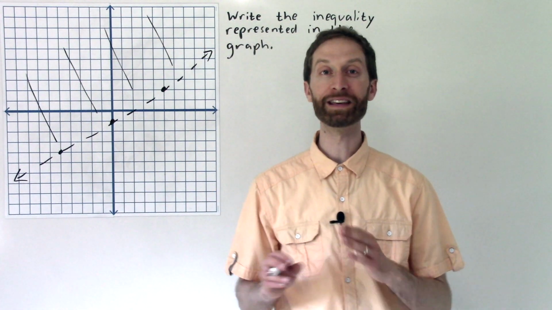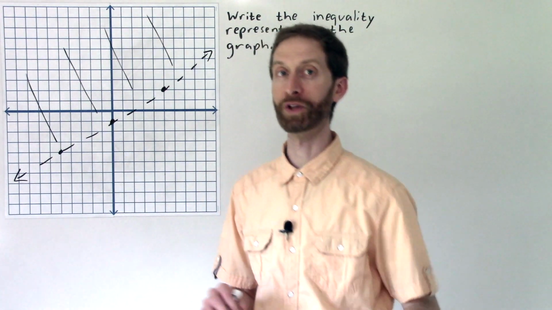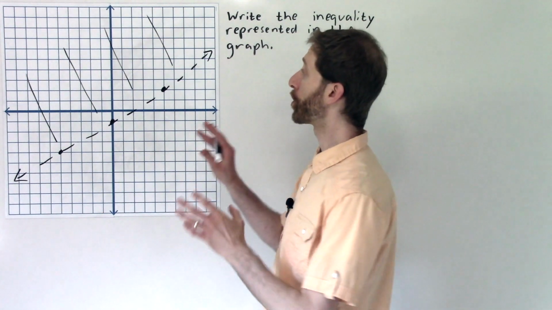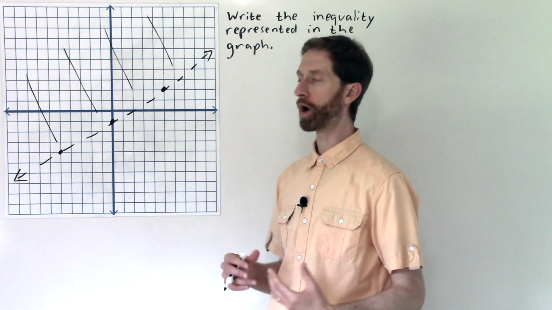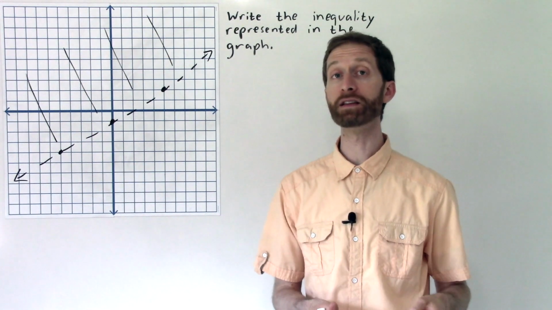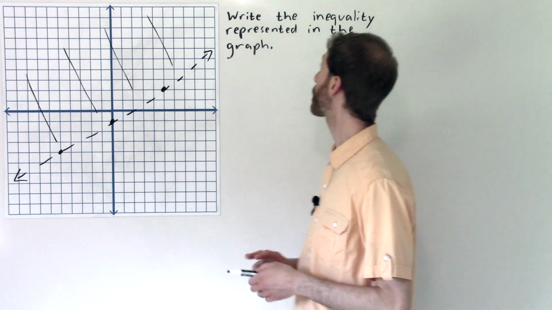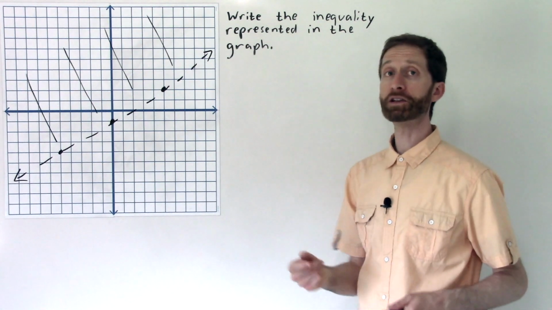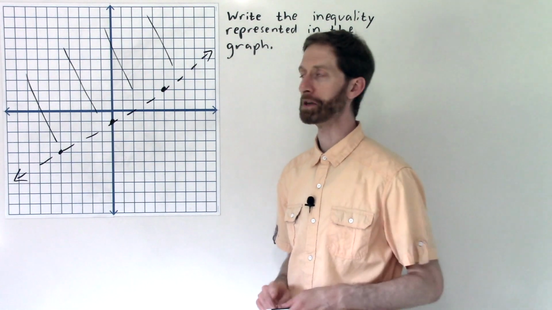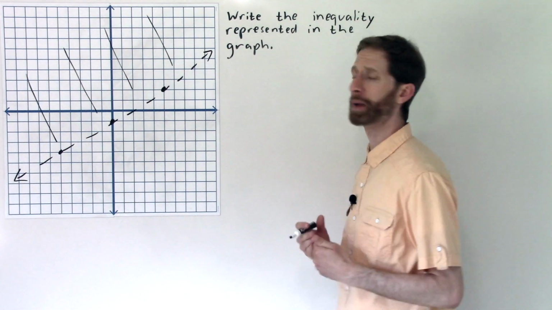All right, peeps. In this video, we're actually going to go backwards with linear inequalities. I've given you a graph that's already been drawn out for a linear inequality, and you're to go backwards and find the inequality that matches this graph. So the instructions say, write the inequality represented in the graph. On the flip side of this video, I'll do one other one. It'll be pretty sweet. Okay, so how do we do this going backwards?